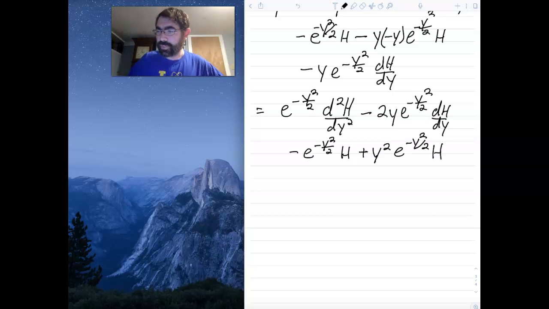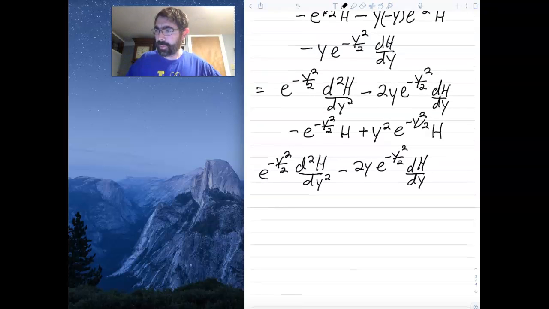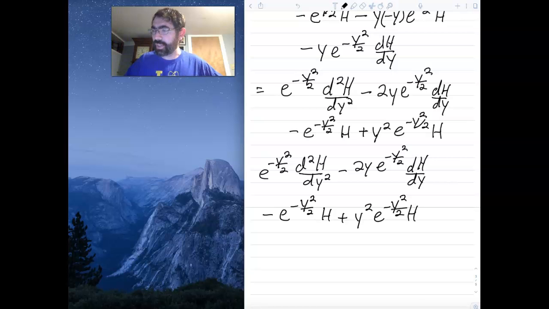And we essentially have e to the minus y squared over 2 times the second derivative of h, minus 2y e to the minus y squared over 2 times the first derivative of h, minus e to the minus y squared over 2 times h plus y squared e to the minus y squared over 2 times h. So that's just the kinetic energy part.